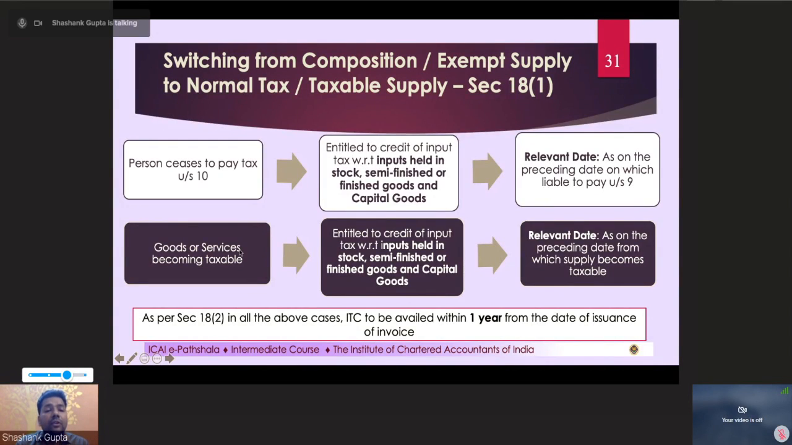In case of goods or services becoming taxable, so earlier the goods or services were exempt, but now they have become taxable, accordingly the person would have earlier not been able to avail any credit on inputs and capital goods, but now he can avail the credit and the relevant date will be the date preceding the date from which supply becomes taxable.